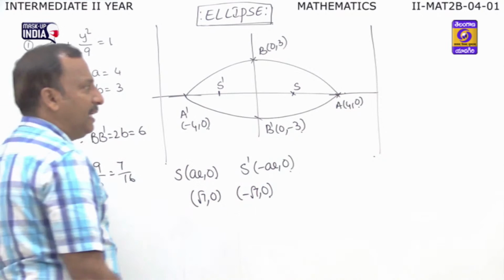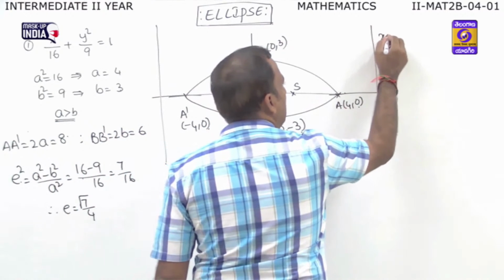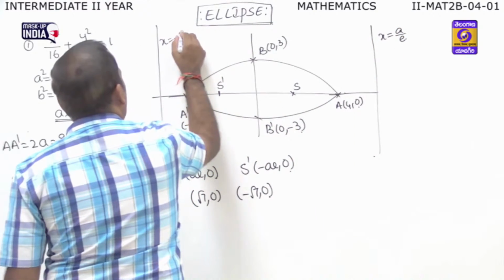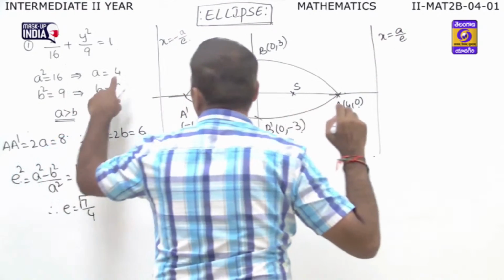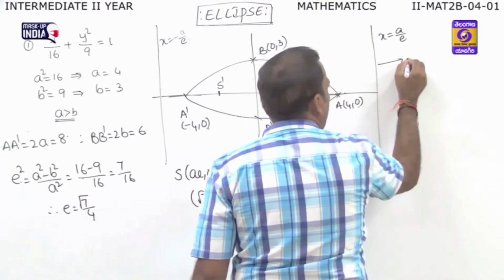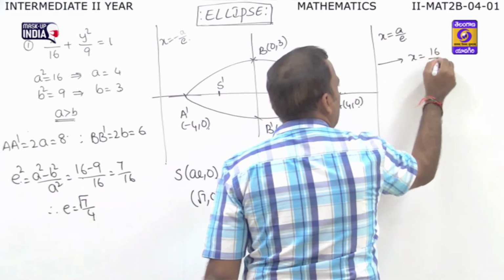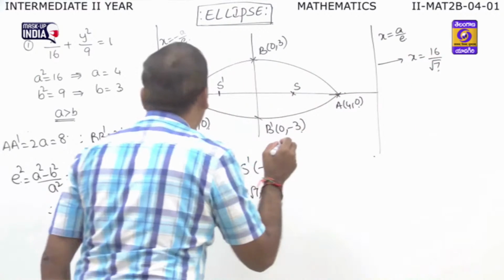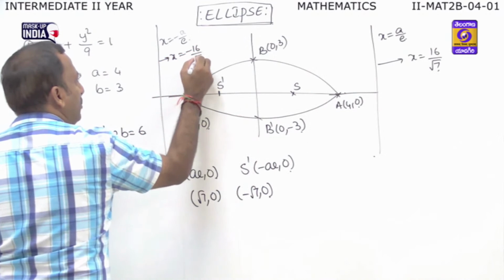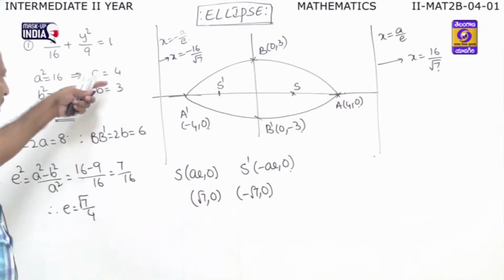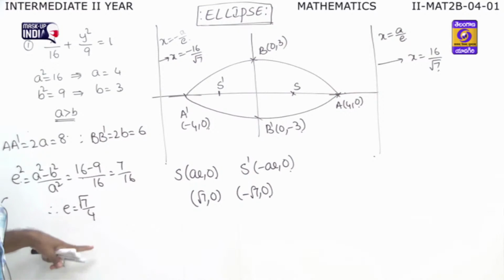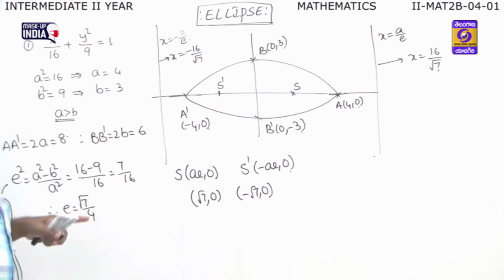What are the directrices? x is equal to a by e, x is equal to minus a by e. What is a? 4. And e is √7 by 4. This directrix is x is equal to 16 by √7, and this one is x is equal to minus 16 by √7. Did you understand how it came? a by e is 4 by √7 by 4, that 4 goes to the numerator.